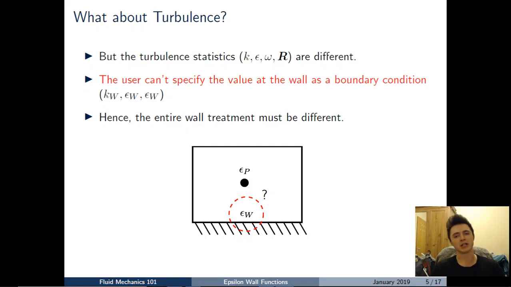And what that means is that the CFD code has to be set up slightly differently for the turbulence statistics, because we don't know the value of epsilon sub W in the image there. So the entire method of wall treatment that we use for these turbulence statistics is going to be different to what we do for the velocity and temperature fields.